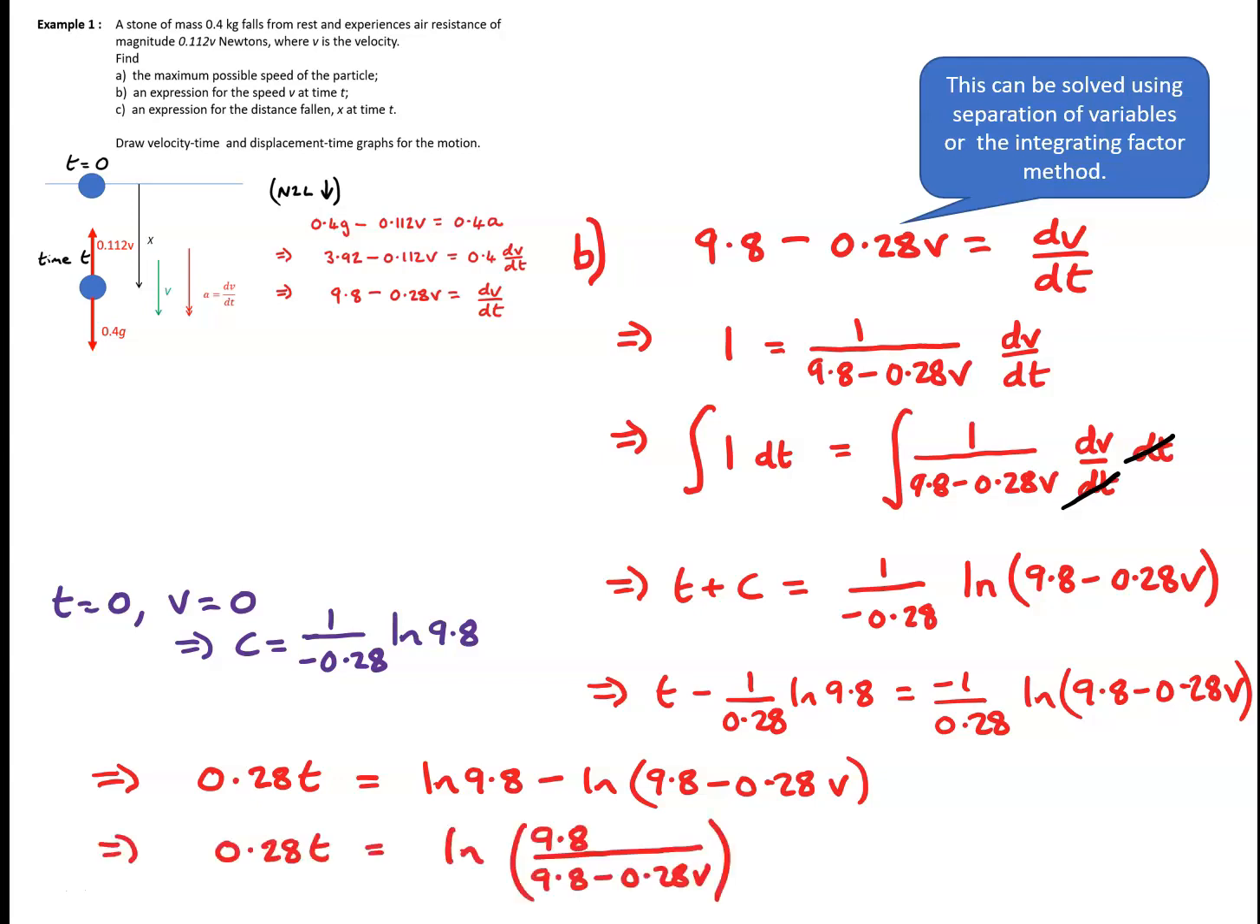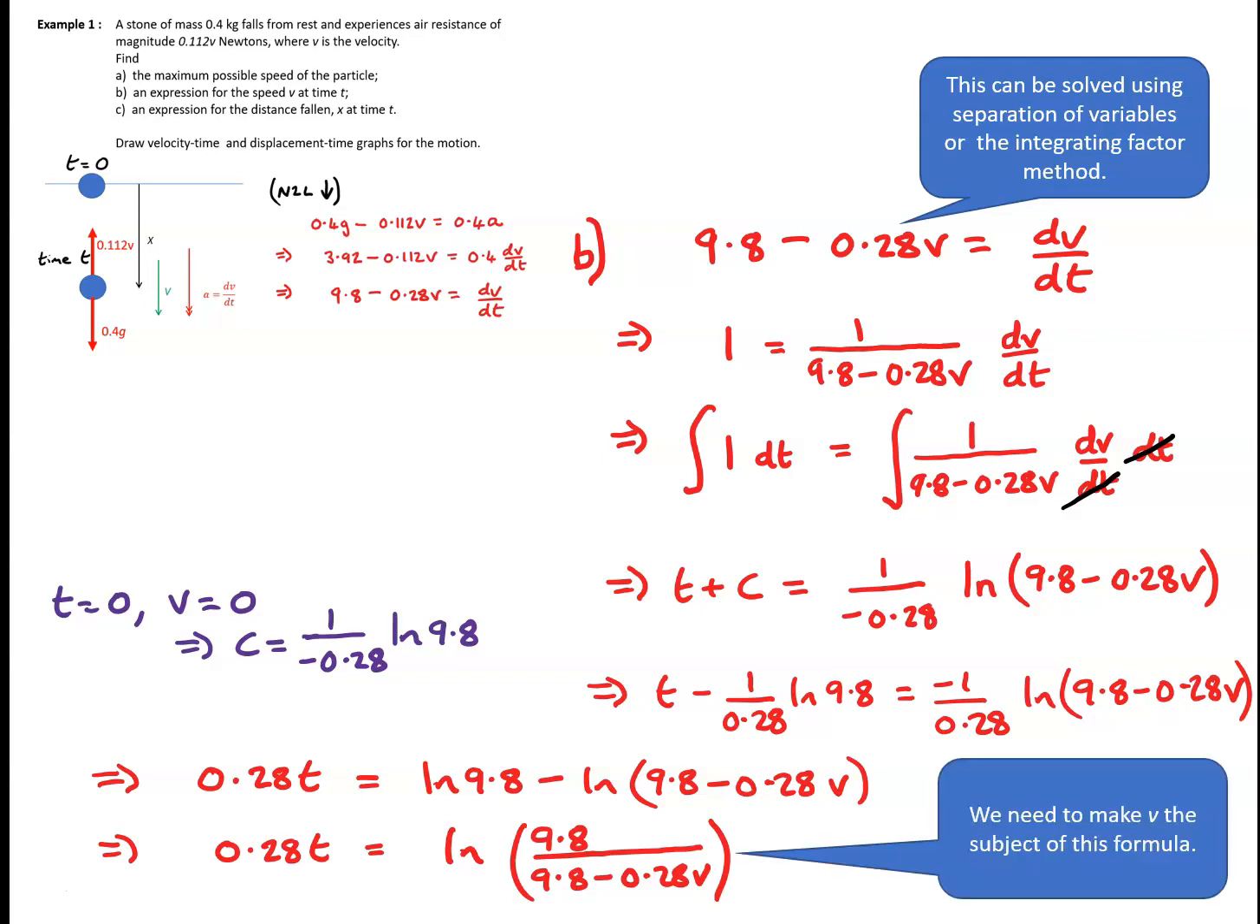In other words, we know that if we're subtracting two logarithms, we're basically finding the logarithm of the division of the two quantities. So we've got 0.28 t equals the logarithm of 9.8 over 9.8 minus 0.28 V. But we really need to make v the subject of this formula, because we are asked for an expression for the speed v at time t.